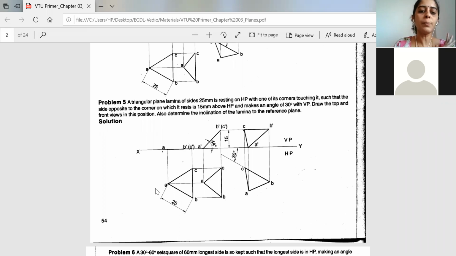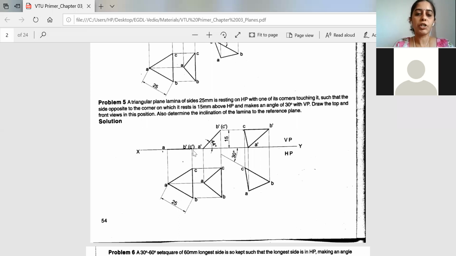First you construct the triangular lamina, seeing that the corner is faced first and then the side opposite to it. It is a side of 25 mm which is resting on HP, so the top view will look like this. For the construction, draw the vertical edge first of the given 25 mm side. From this point, using the compass, cut an arc of 25. From this end, cut an arc of 25. So you will get the required triangle.